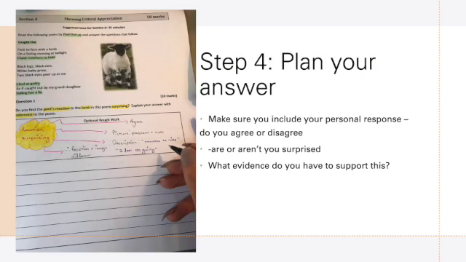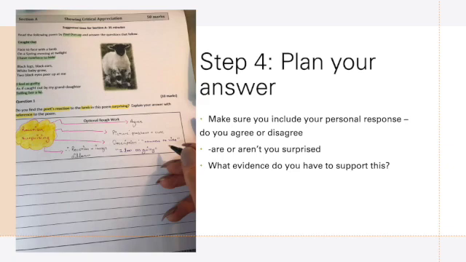Step 4, plan your answer. So make sure you include your personal response. Do you agree or disagree? Are or aren't you surprised? What evidence do you have to support this? So you'll see that I've done a quick little plan, and your plan doesn't need to be as detailed as this. It was just for the purpose of this task that I made it so detailed.